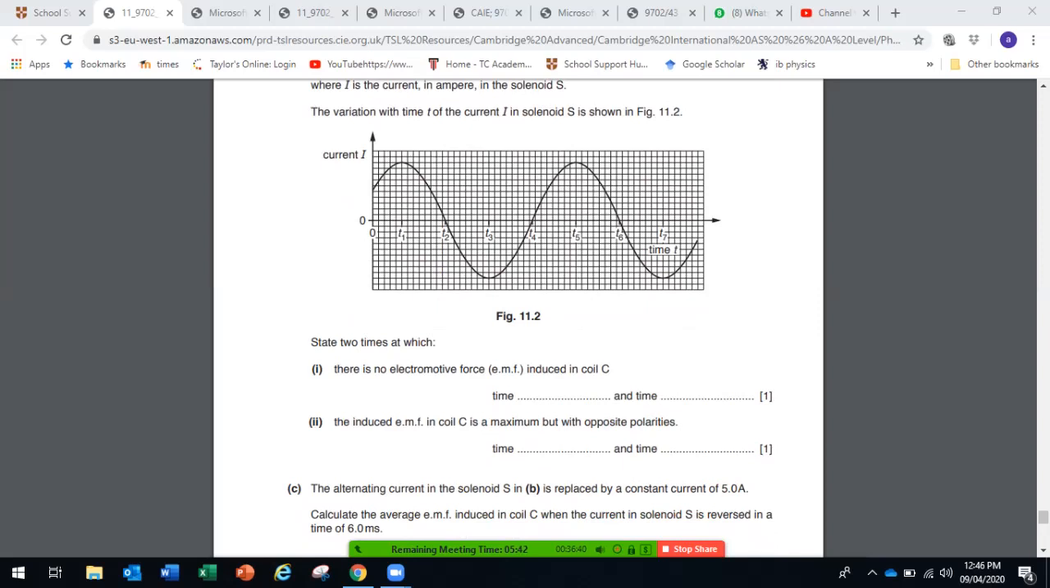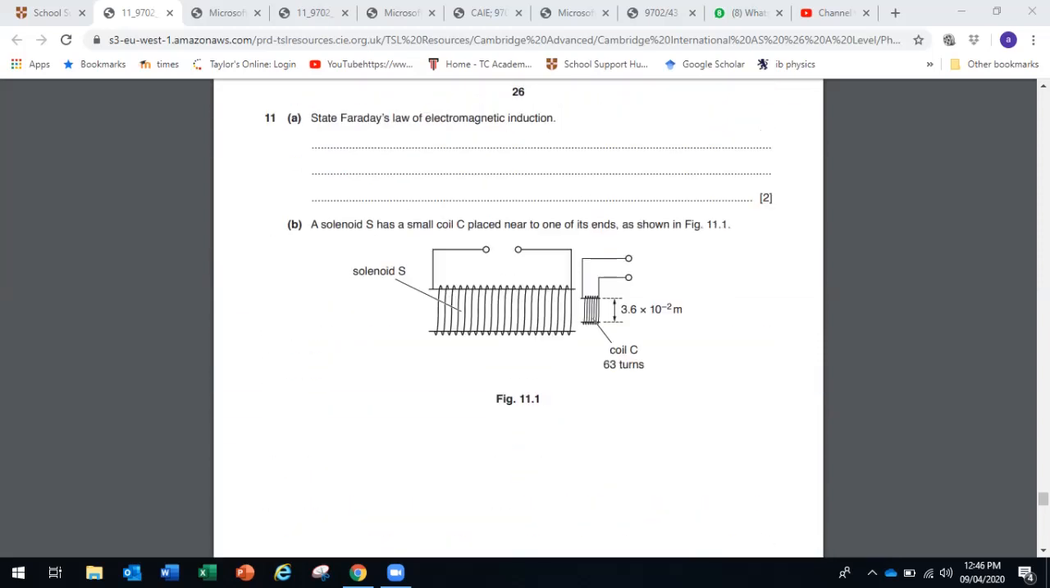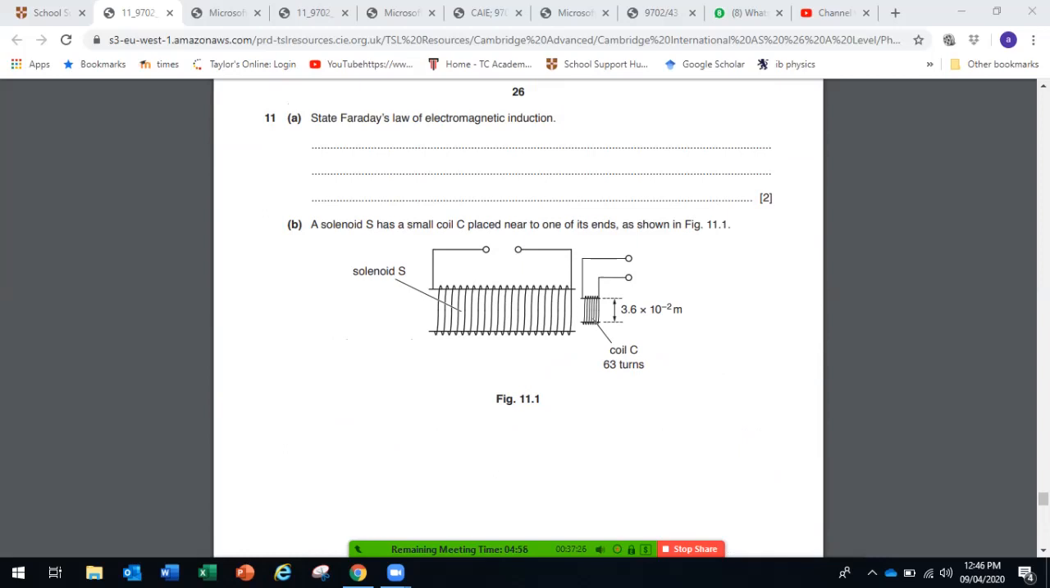There's no electromotive force induced in coil C. So electromotive force means there's a change in current, right, sir? No EMF means no voltage in C. So that means T1 and T3, because the gradient there is 0, sir. No, at the maximum point. Current is here, sir, in the graph. The graph shows the variation of current with time in solenoid S. You see, current constant here means there will be no voltage induced in C, correct?